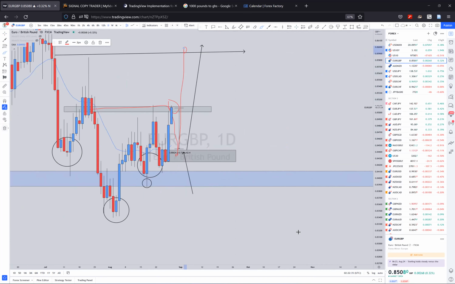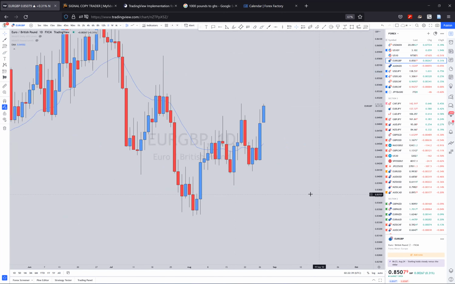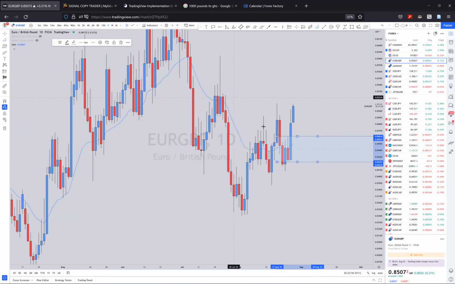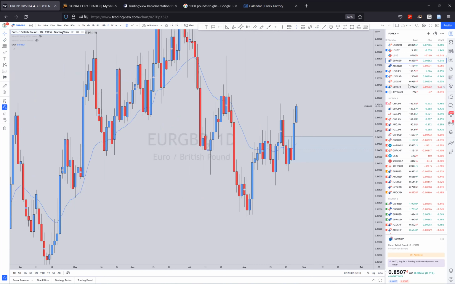So let me make this a little bit. I may not come back and mark this up again. So I'd like to draw this zone a little better. But this is a zone I'll be keeping an eye on. All right.